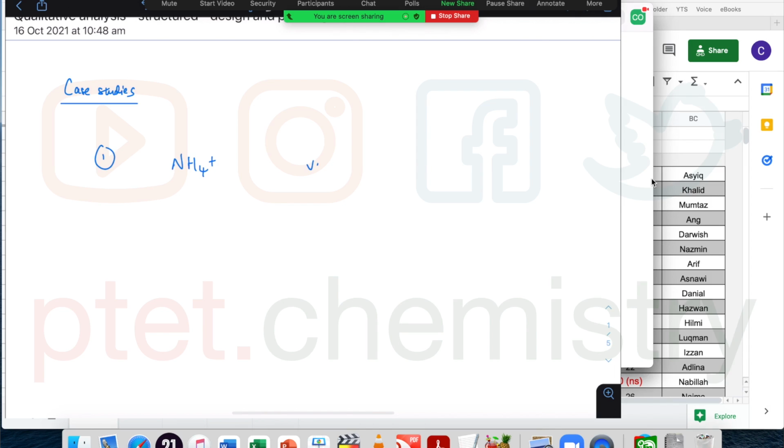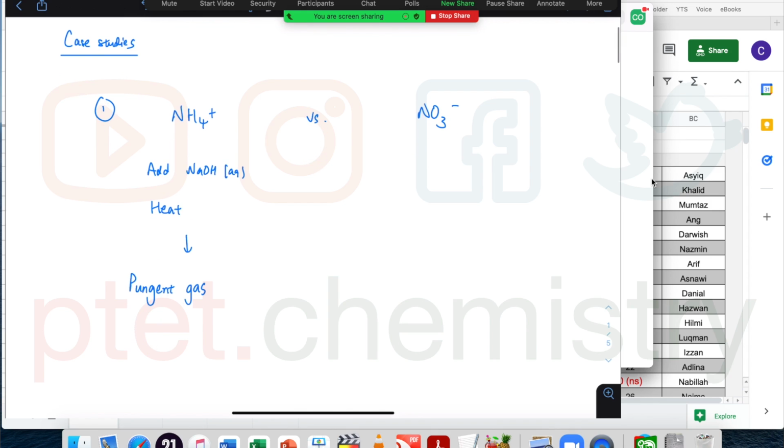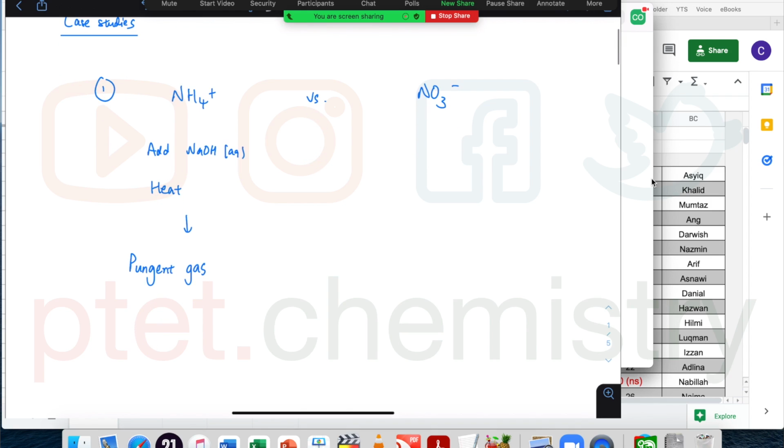NH4+ versus NO3-. Both of these will give you ammonia gas. But how do you test for it? You add NaOH aqueous and then you heat it up and you will get a pungent gas. When you are writing observations in practical, don't just treat this as an alternative to practical. When you go back to the lab, you need to be able to write all these observations down as well.